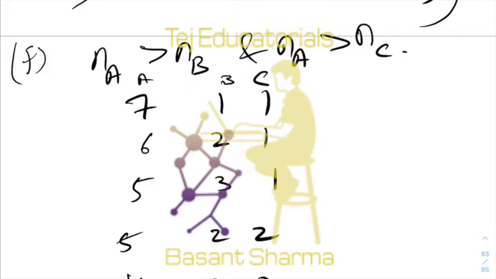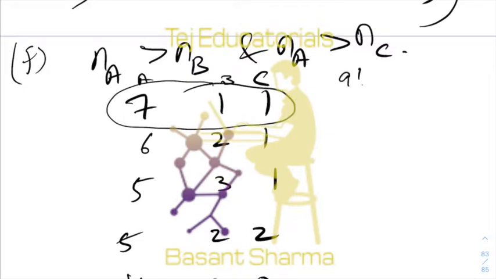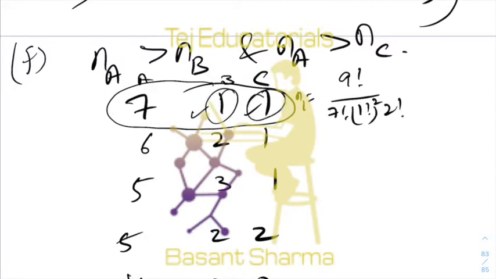Now you see, if you take this case, then the number of groups that can be formed is 9 factorial upon 7 factorial into 1 factorial square into 2 factorial. This is n1. But then these two groups can be distributed among B and C in 2 ways, right? So 2 factorial. Here distribution is important because these two groups are equal in size, so which group goes to which person is important now. But the size 7 group must go to A only.